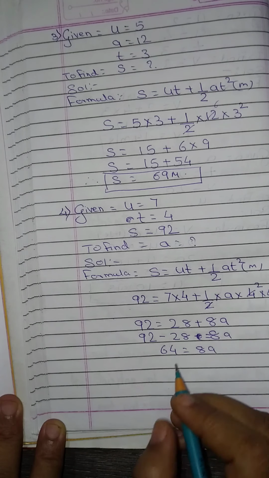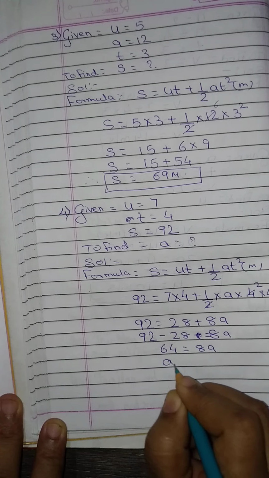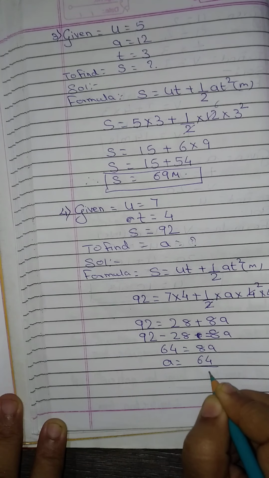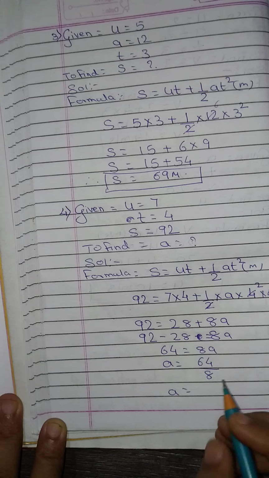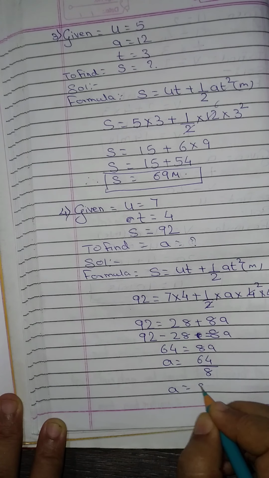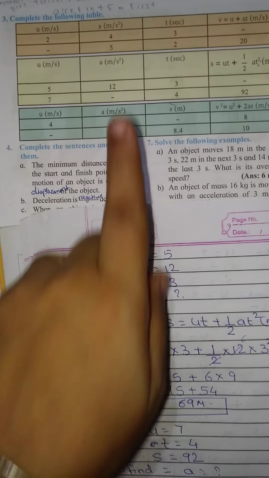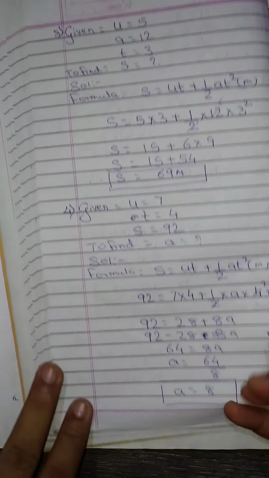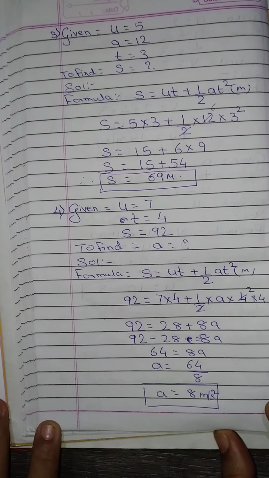Now take this 8 to this side, so it will become division. So a is equal to 64 upon 8. A is equal to, in the 8 table, 8 8s are 64. So answer is 8. So our acceleration is 8. What is the unit mentioned here? Meter per second square. Got it?